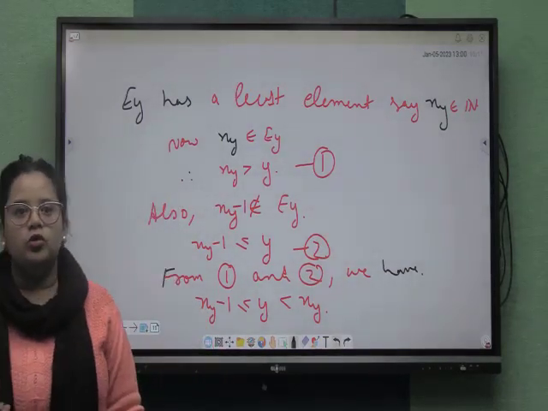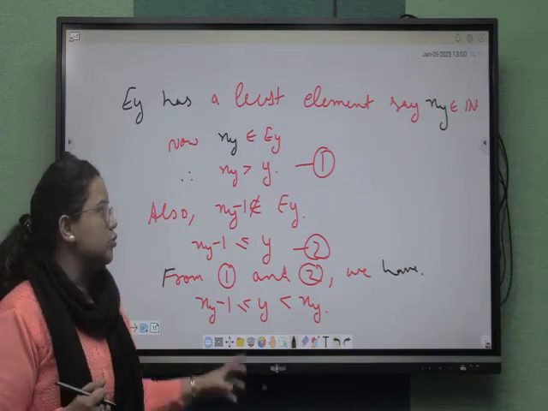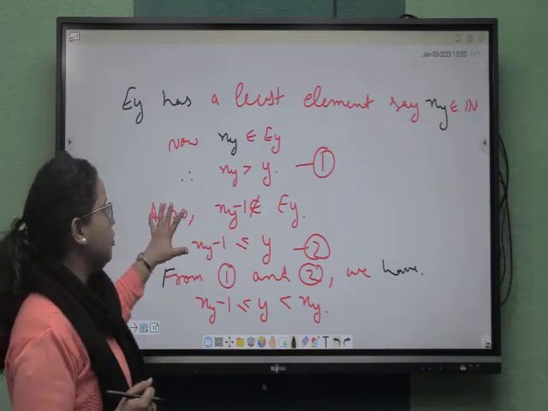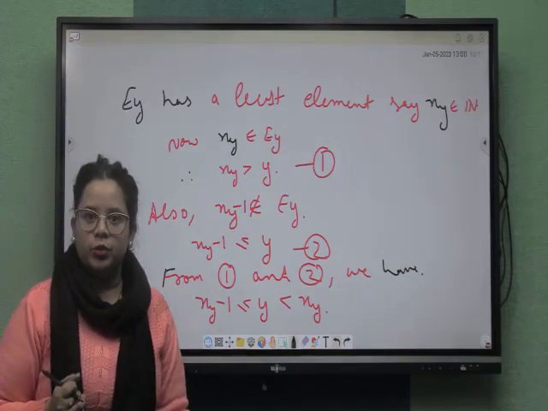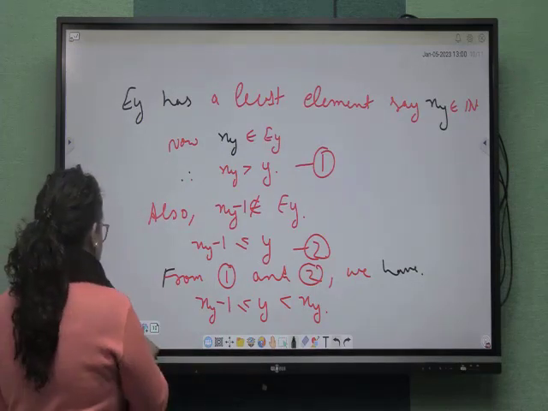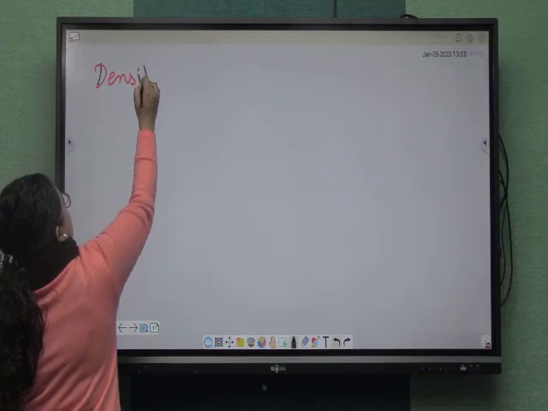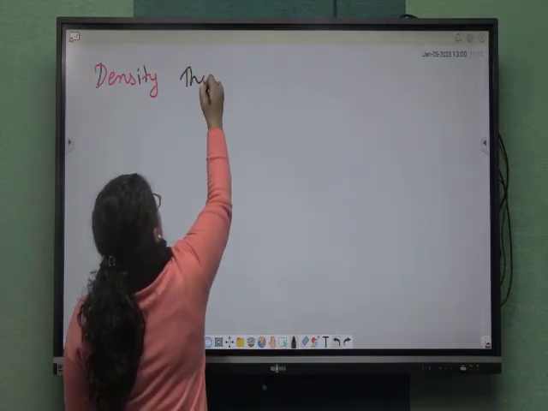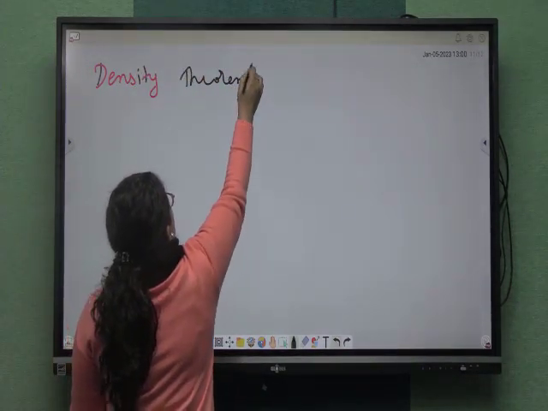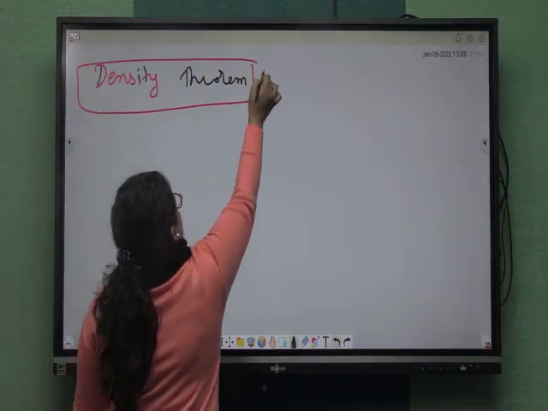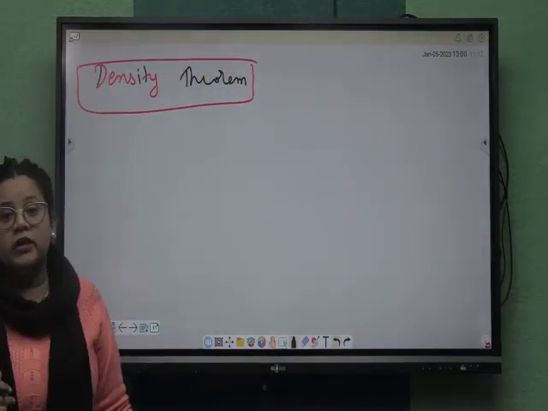Now we are going to do the density theorem. For the density theorem we are going to use this property as well as some Archimedean property results. So let's just start with this density theorem, and after that we will do some problems if time permits. Density theorem. What is that theorem?